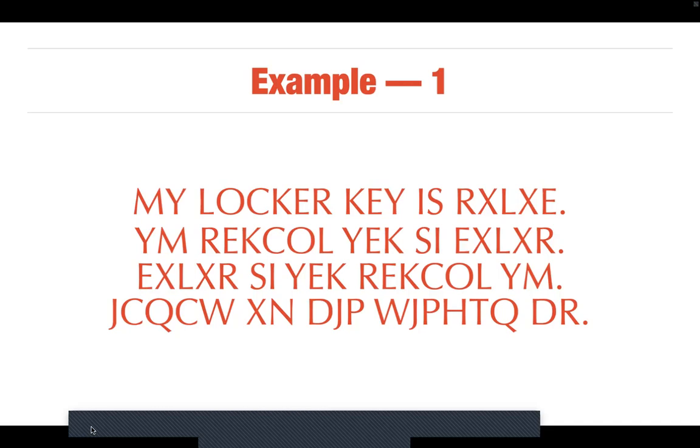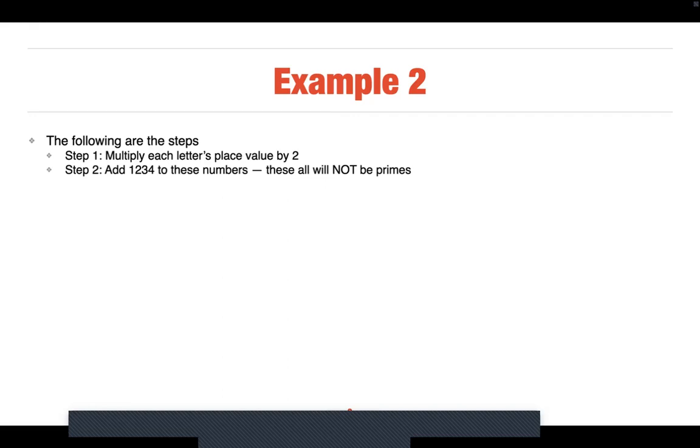Okay. So now we talk about another example in which we have used numbers to encrypt the string. The following are the steps. First of all, we multiply each letter's place value by 2. For example, B has place value 2, so we multiply that by 2 and get 4. Then add 1, 2, 3, 4 to these numbers, so that they will not be primes. So if we add 1234 to 4, we get 1238.